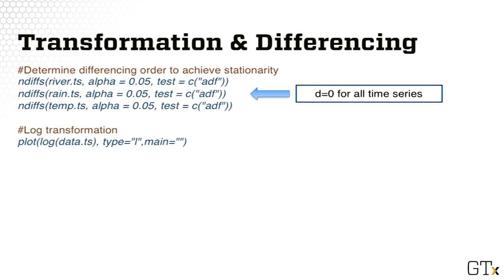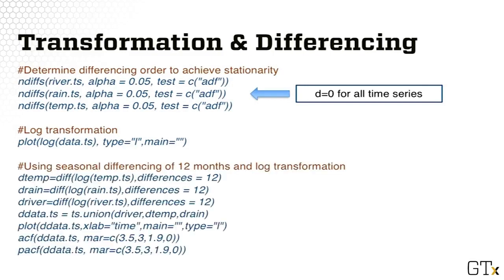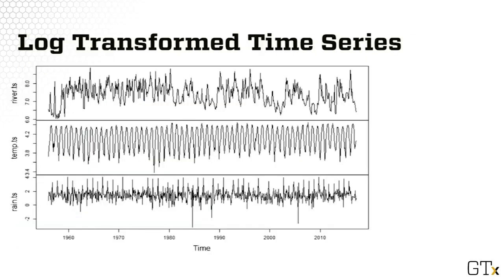This is primarily because the variability in the river flow time series varies with time, suggesting heteroscedasticity or non-constant variance. One approach to deal with this is using a transformation. For example, here we're using the log transformation. Last, in order to account for the seasonality in the temperature and cyclical pattern in the rainfall, I applied the order 12 difference for all 3 time series.